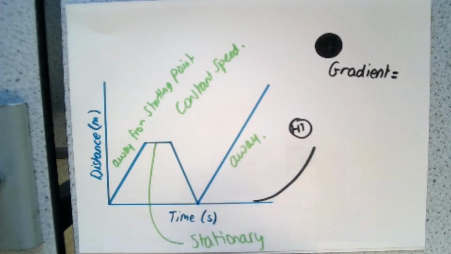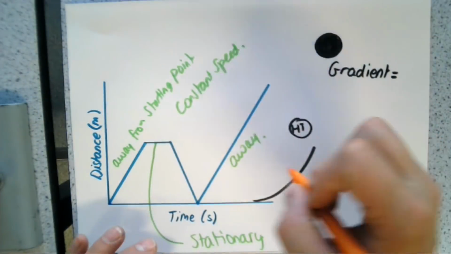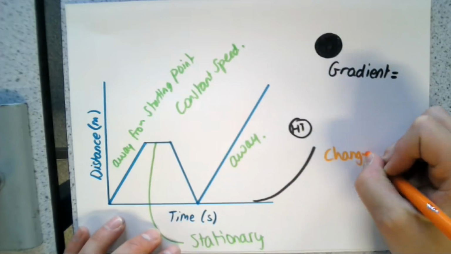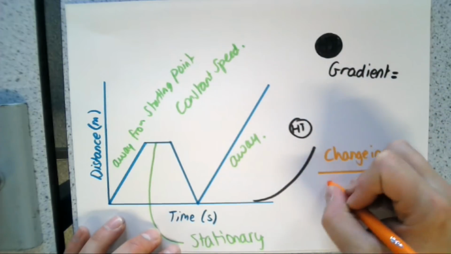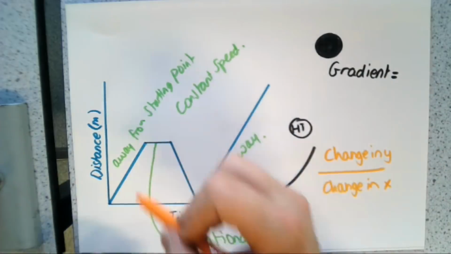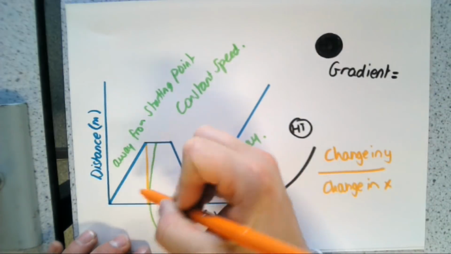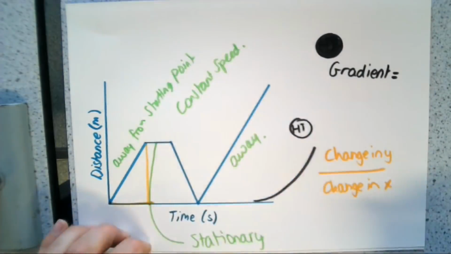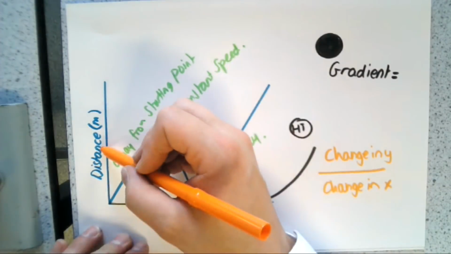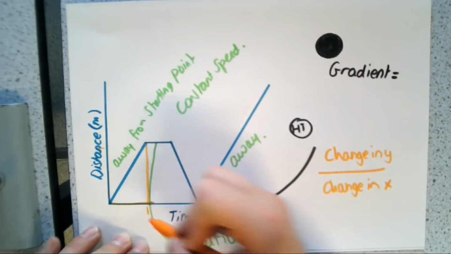You could be asked to calculate the speed of an object from one of these graphs. To do that, we need to use the gradient. So for the gradient, we need change in y divided by change in x. To do that, you will have done it using a triangle. So we work out how much it's gone up by on the y-axis. So it might have gone up to 10 meters there. Work out how much it's gone up by on the x-axis.